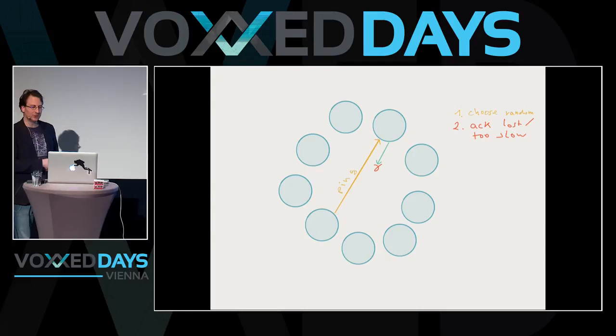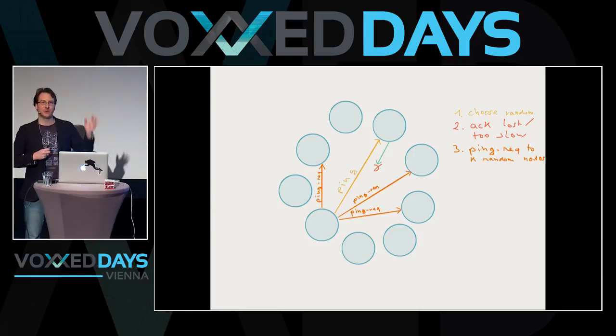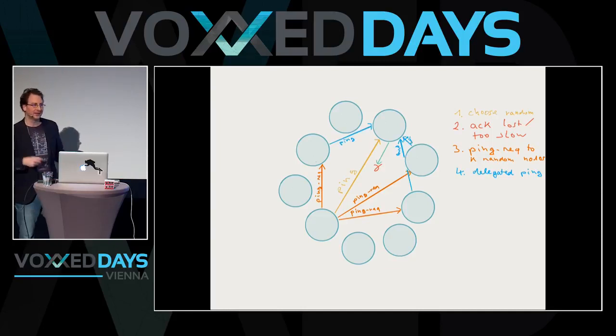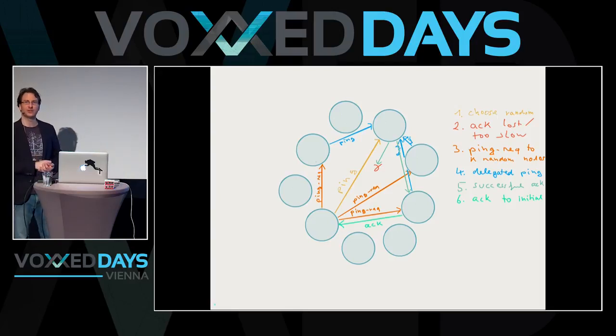So what this node then does, it will issue ping request messages to other nodes, also chosen at random, which in turn will try to ping that node that is being suspected. And then eventually one acknowledgement may make it back, and that is being forwarded to the initially requesting node. And then we know, okay, this guy is still there. I just couldn't reach them directly for whatever reason.